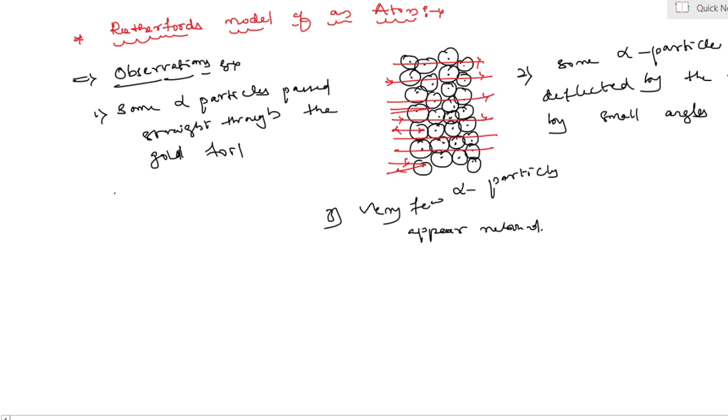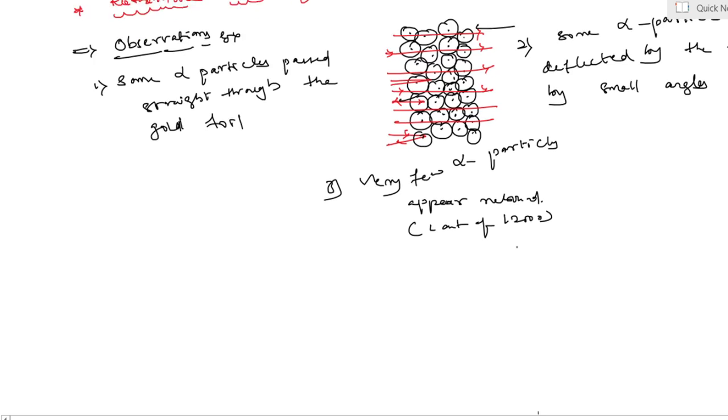Yes, my dear students, clear? It means here most alpha particles pass straight, some alpha particles are deflected by small angles, and some appear to rebound. It means one out of 12,000 rebound, or appear to rebound. Yes, my dear students, these are the observations of Rutherford model of an atom.